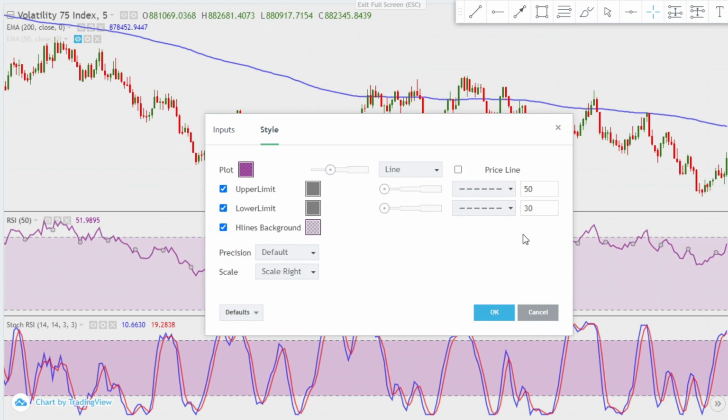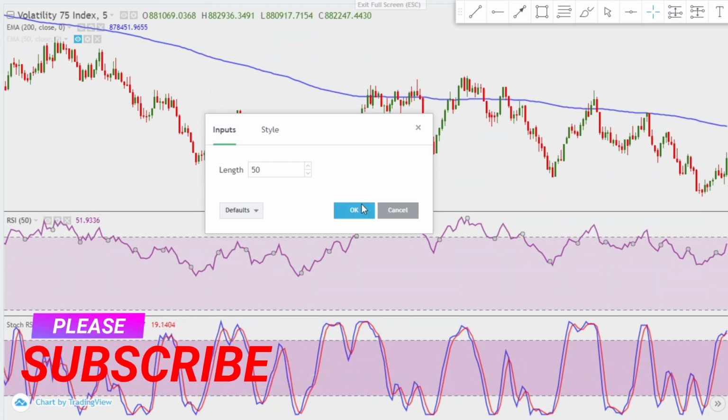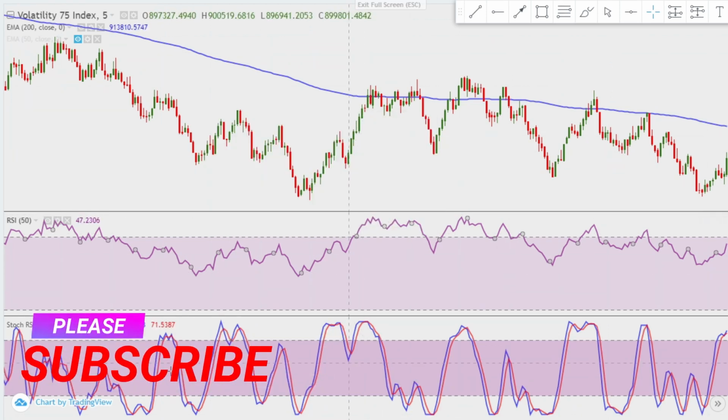This one was level 70. We only change this one to level 50, you get. Level 50. Then we come here on the inputs, we put the length 50. So if you're using MetaTrader 4, you're going to go to RSI. You change the period from 14 to 50. Then you go under levels, you delete all the levels that are there, you only add level 50. Then you say okay.